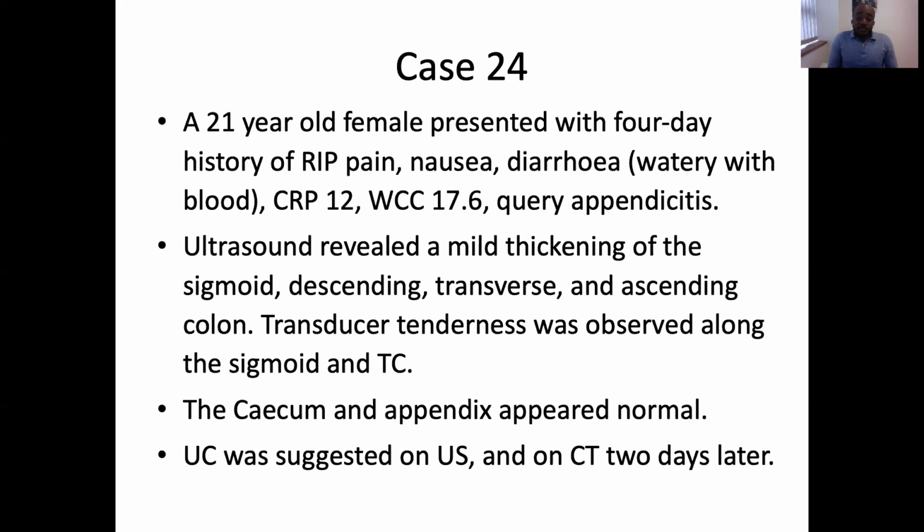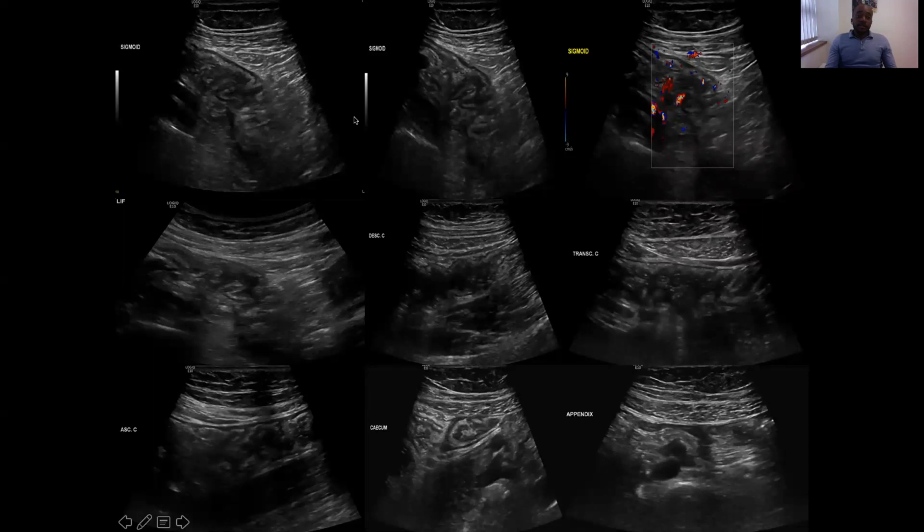On ultrasound, we found a mild thickening of the sigmoid colon, descending colon, transverse colon, and ascending colon. There was transducer tenderness observed along the sigmoid and the transverse colon. The cecum and appendix appeared normal, and ulcerative colitis was suggested on ultrasound. The patient had a CT scan 2 days later, which also suggested ulcerative colitis, and recommended stool sample and further investigation, endoscopy if need be.